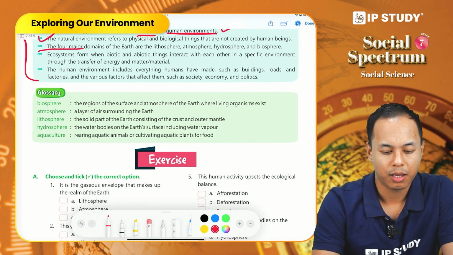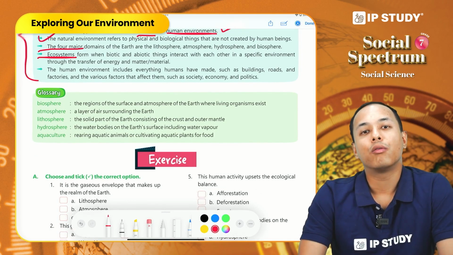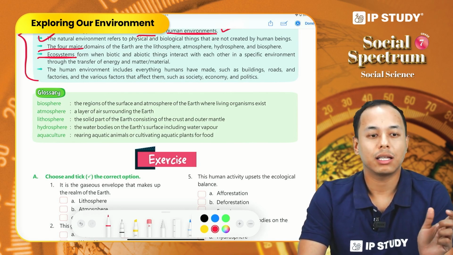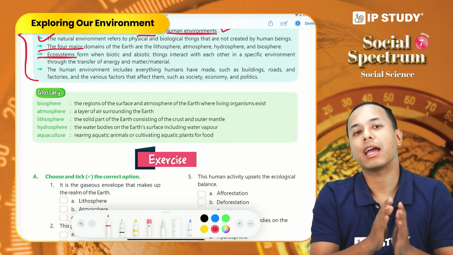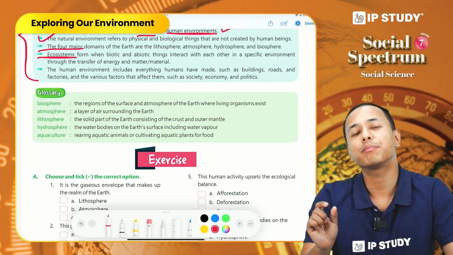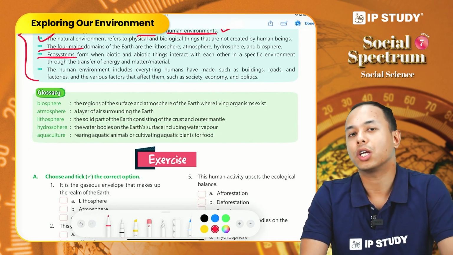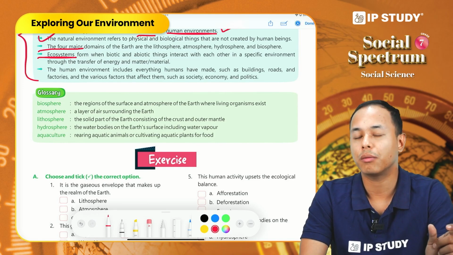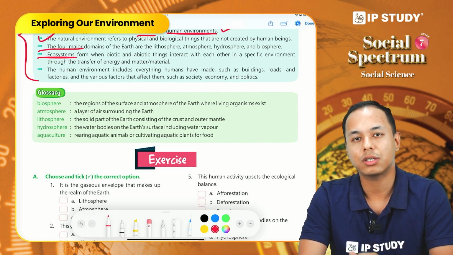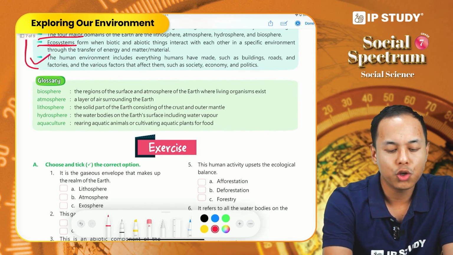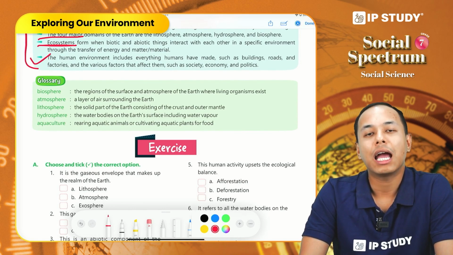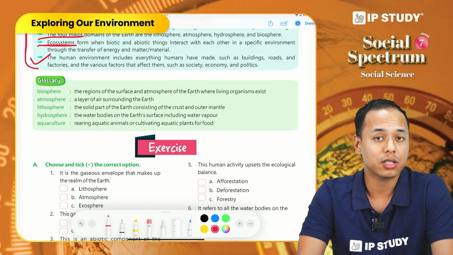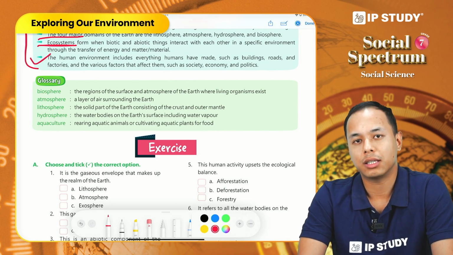Ecosystem is where biotic and abiotic things interact, and there is a transfer of energy or matter between them in a specific environment. It is called an ecosystem. An ecosystem can be big or small, like a pond ecosystem or forest ecosystem. And lastly, the human environment includes humans and all the things created by humans, like buildings, infrastructure, roads and other things.